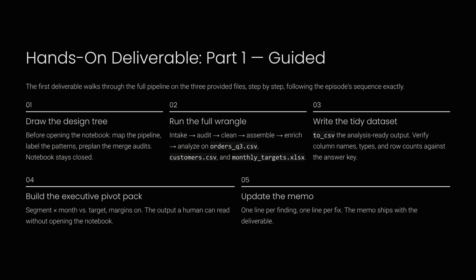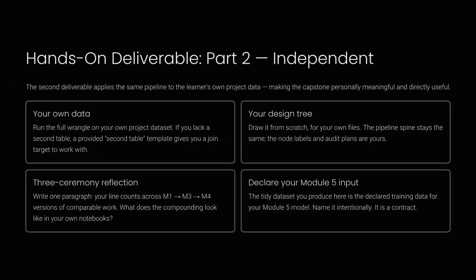Your first hands-on deliverable is a guided walkthrough of the full pipeline. You will map your design tree, run the complete wrangle on our provided dataset, export your tidy output, build an executive pivot pack, and update your project memo. For the independent portion, apply these exact same methods to your own project data. Create your design tree from scratch, perform the full wrangle, and reflect on how your line counts have compounded since Module 1. This dataset is your contract for Module 5.